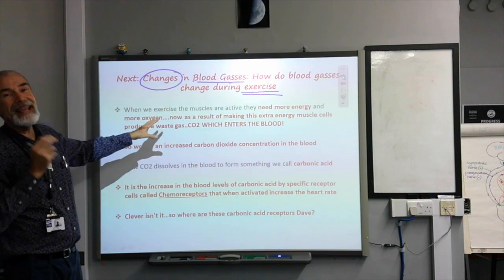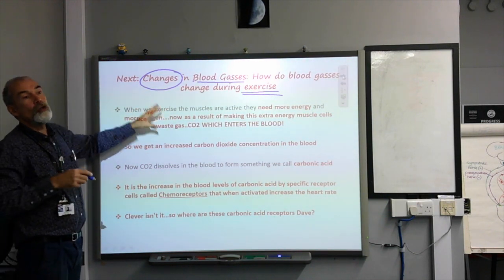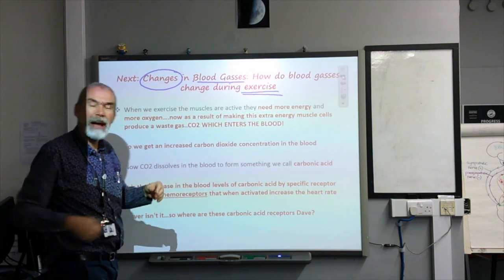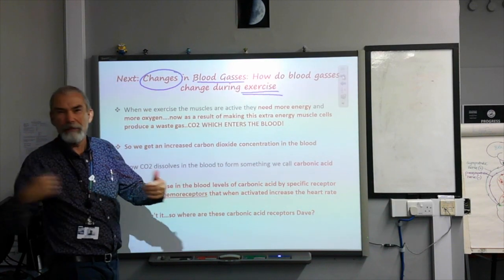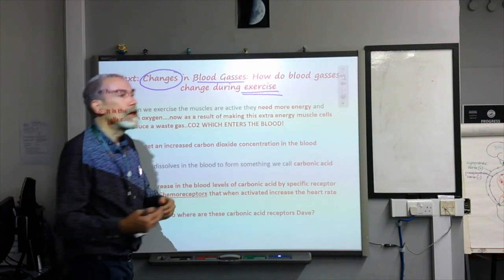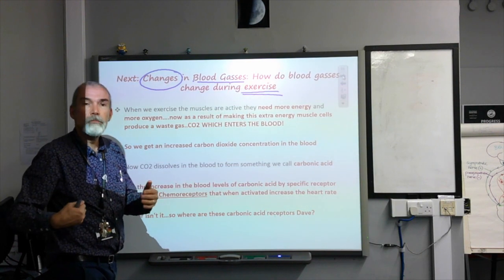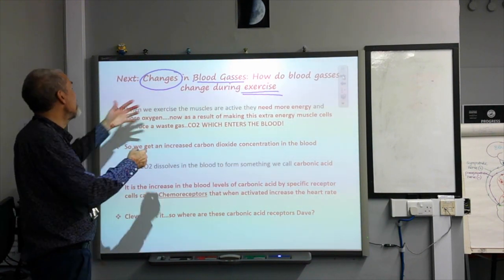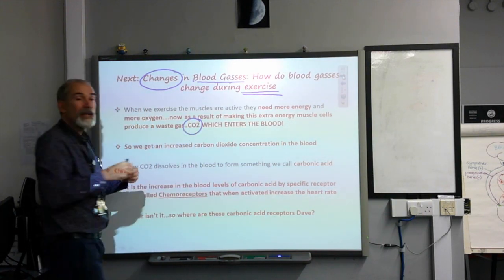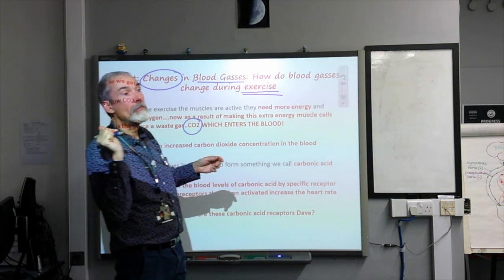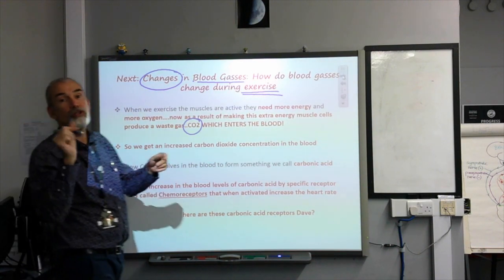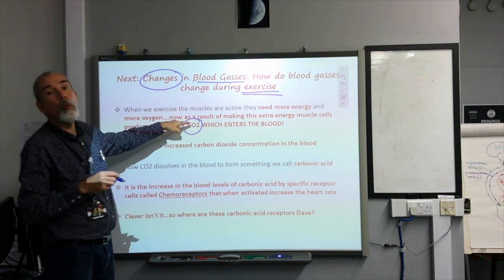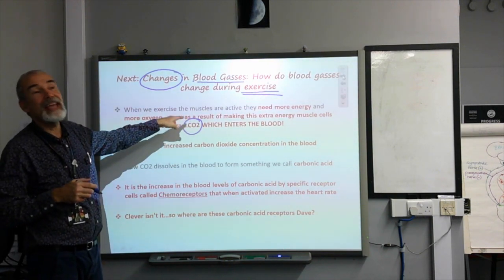Now, as a result of making this energy, the cells in your muscles produce a byproduct, almost like the gas that comes out the back of your car. It's a byproduct. You don't want it, you need to get rid of it. In this particular case, the gas that comes out of your cells isn't carbon monoxide, it is carbon dioxide. So unlike what comes out of the car exhaust, which is carbon monoxide, what actually comes out of your cell is carbon dioxide. That carbon dioxide we don't want. That carbon dioxide we need to get rid of.